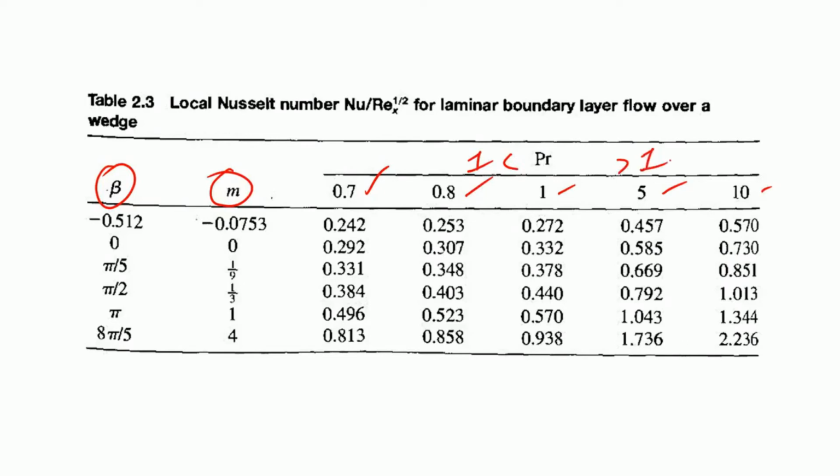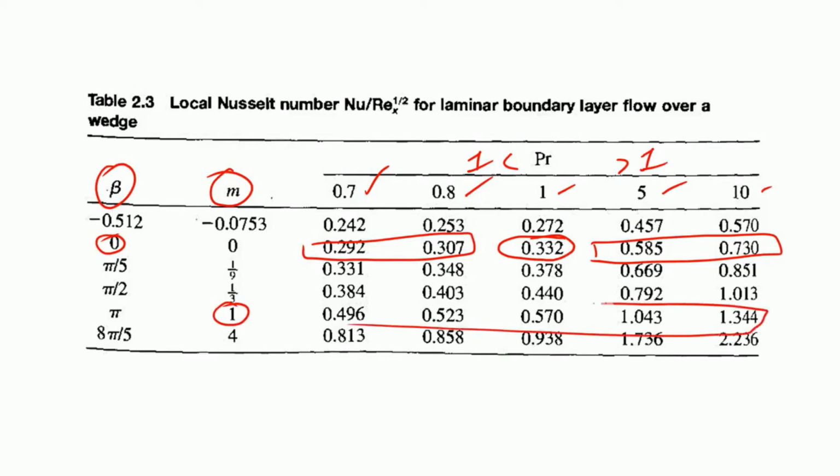As you can see, beta equal to 0 corresponds to the flat plate situation. So, Prandtl number equal to 1 gives 0.332, as we knew earlier from our similarity transformation. This is for different sets of Prandtl number, and these are the different values that you get. Similarly, m equal to 1 corresponds to the Hiemenz flow condition, or the stagnation flow. Those values are also given over here.